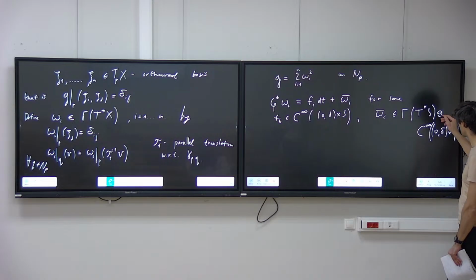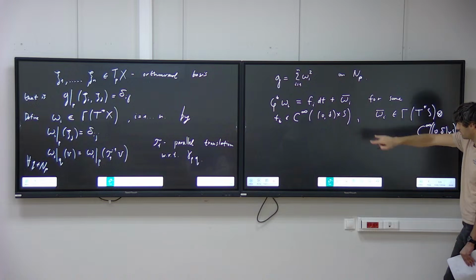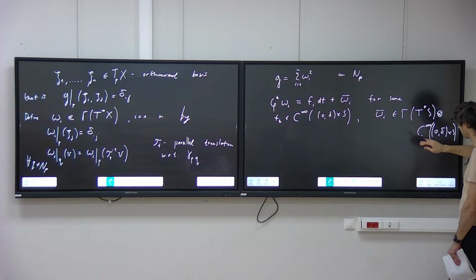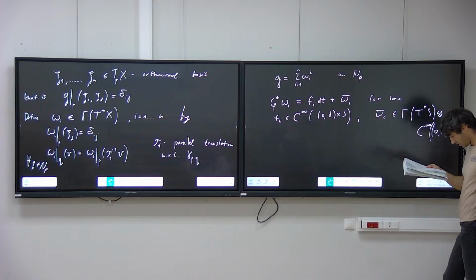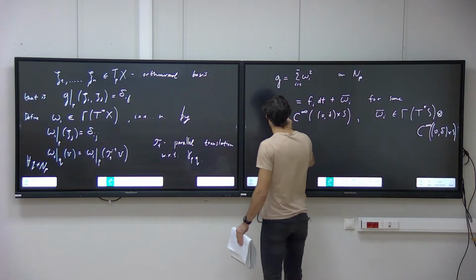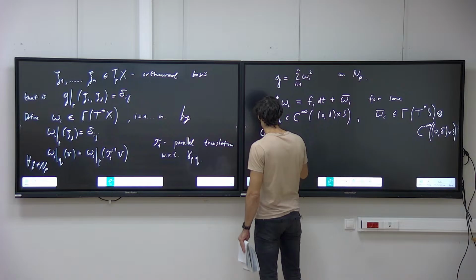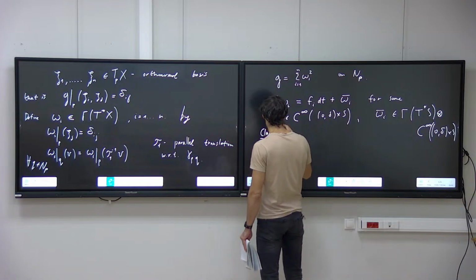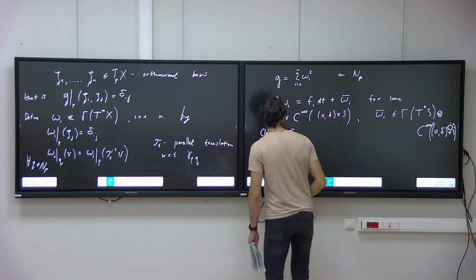So what I'm saying is that here there is no tensor with zero delta, so no part here. All right, this is one thing. So I claim we can compute what the fi's are, what these functions are.